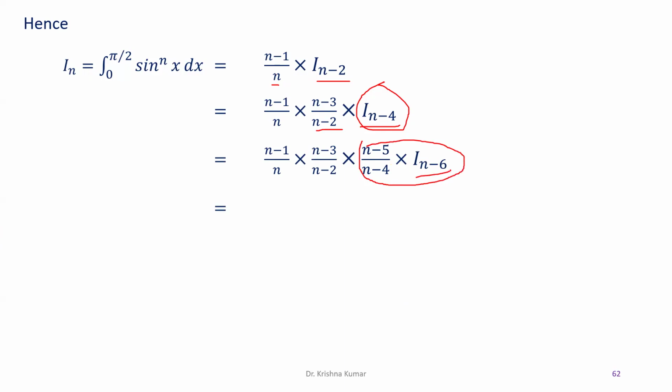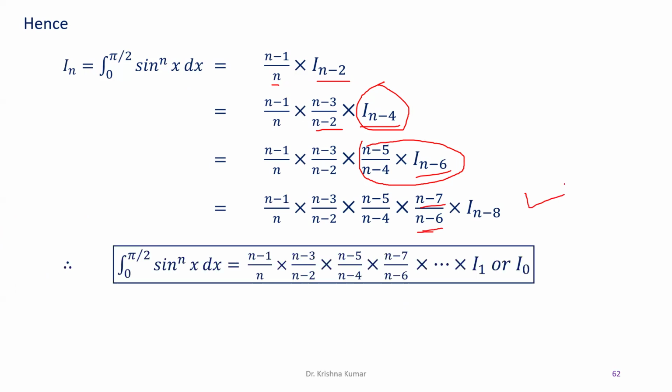Again we can write down I_{n-6}, I_{n-7} upon n-7, upon n-6, and I_{n-8}. So if we go ahead, then we are able to write down the last value will be either I1 or I0. It depends upon whether the value of n is even or odd.